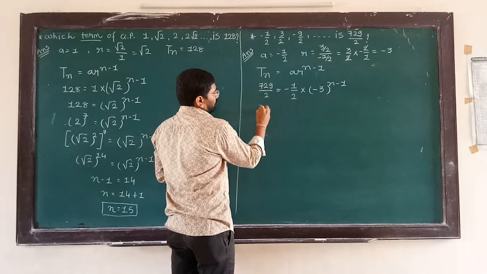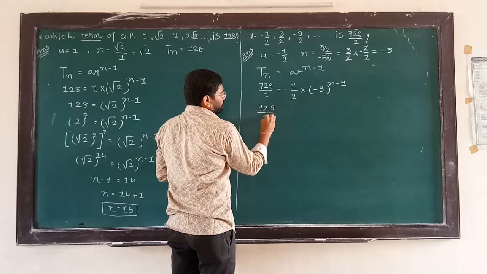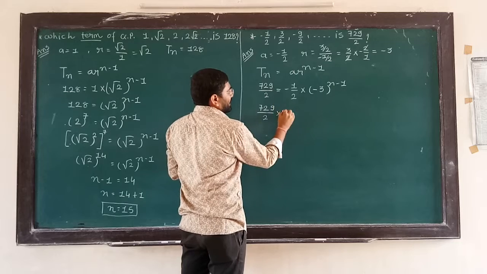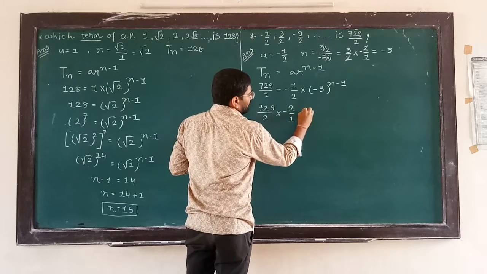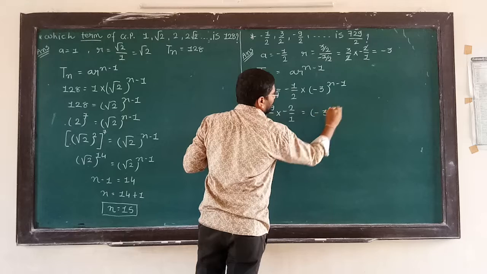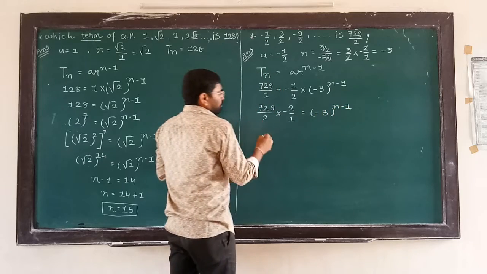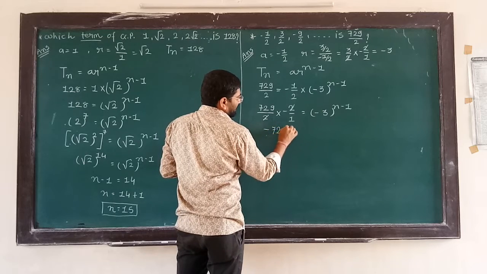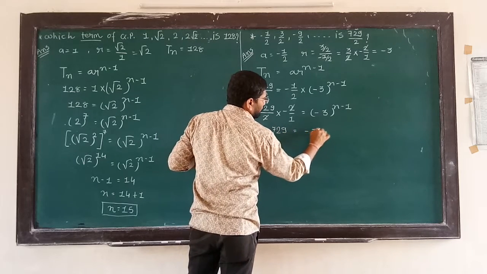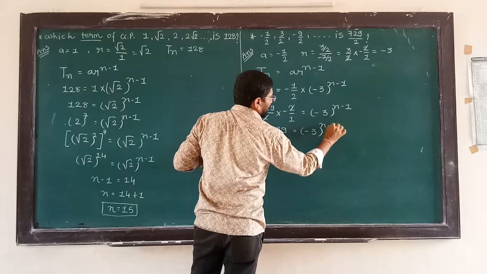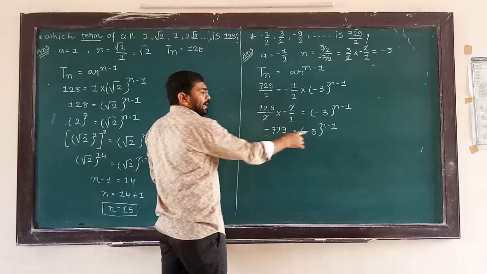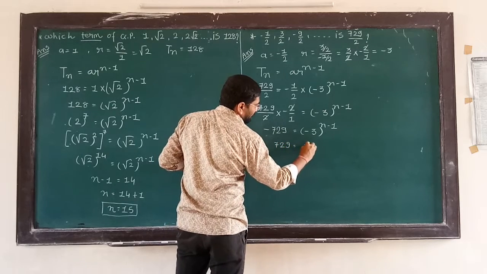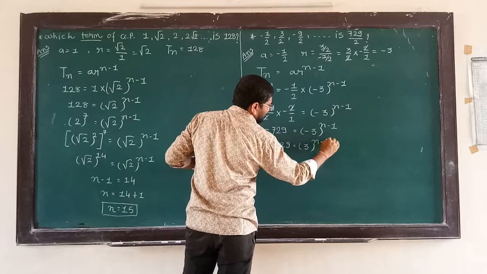Now 729 upon 2, multiplied, the side changes, minus 2 upon 1, is equal to minus 3 power n minus 1. Here 2 and 2 are cut, minus 729 is equal to minus 3 power n minus 1. Here the minus sign and here also the minus sign cancel. 729 is equal to 3 power n minus 1.